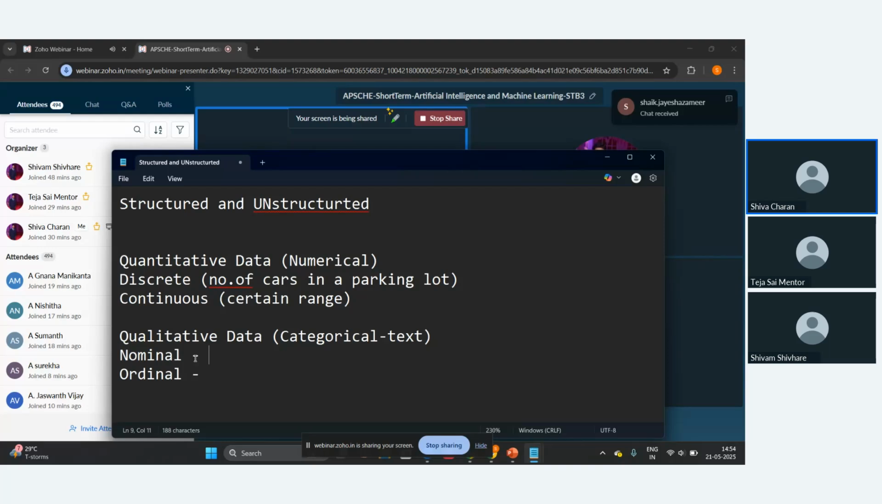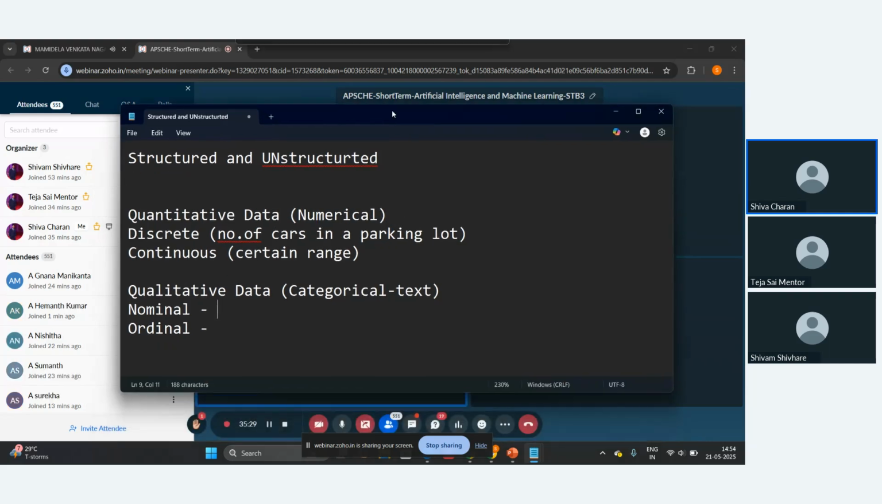Okay. So what is this qualitative data, guys? Nominal and ordinal. Nominal data is nothing but, just remember, the order doesn't matter, okay? And in ordinal, the order does matter, okay? Now, can anyone come up with an example and let me know?